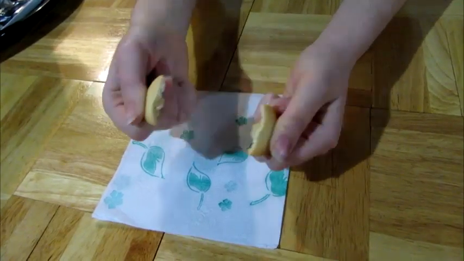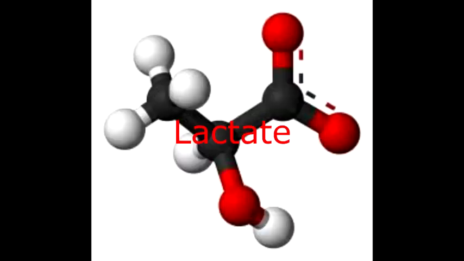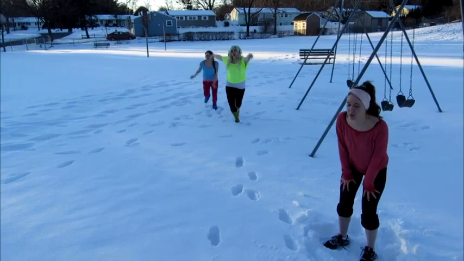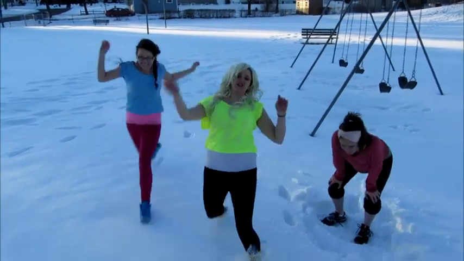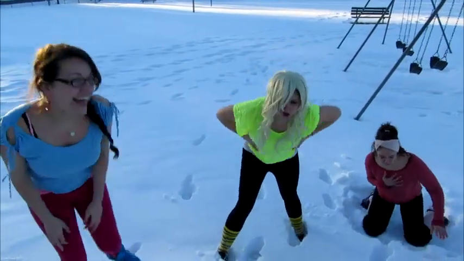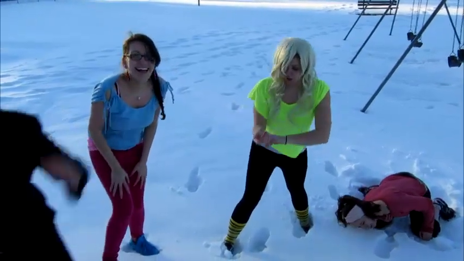Let's start with lactic acid fermentation. Take down glucose to pyruvate. It accepts an electron from NADH. What accepts it? It's just called lactate. You can run, you can play, until there's too much buildup.